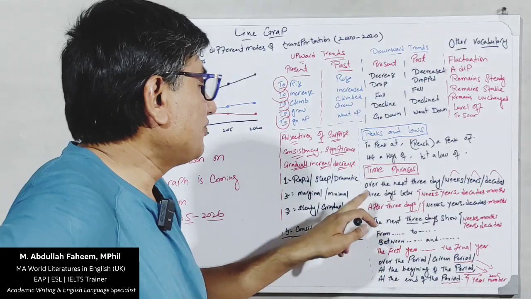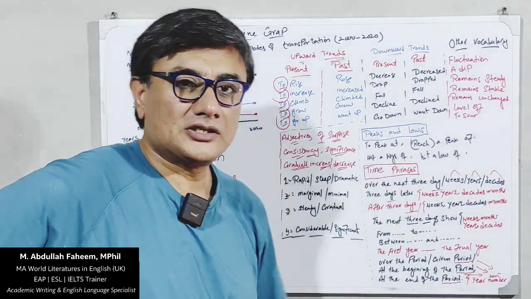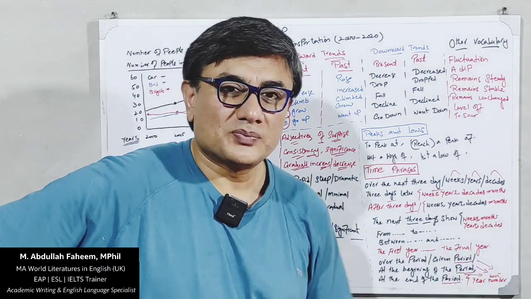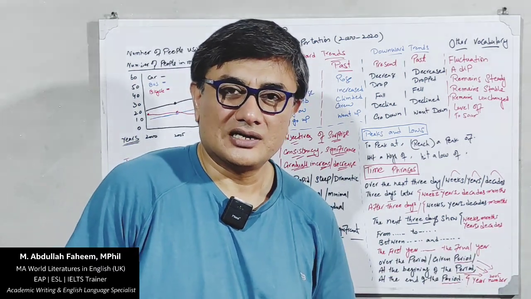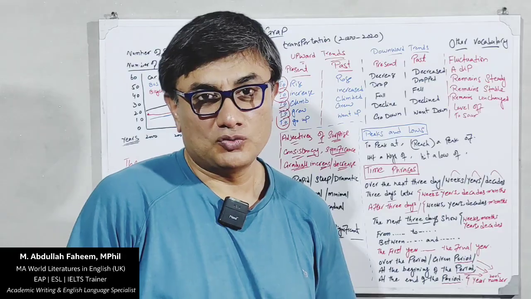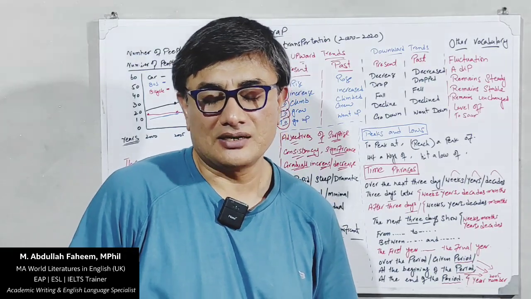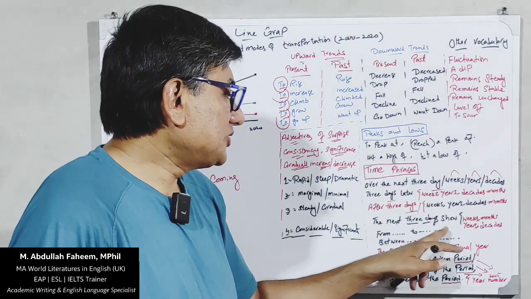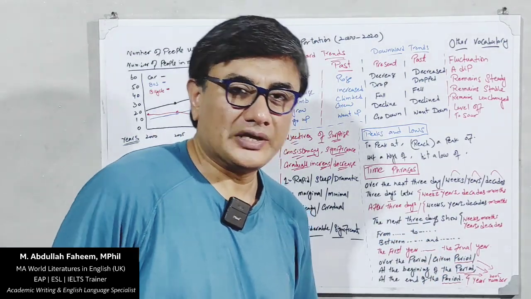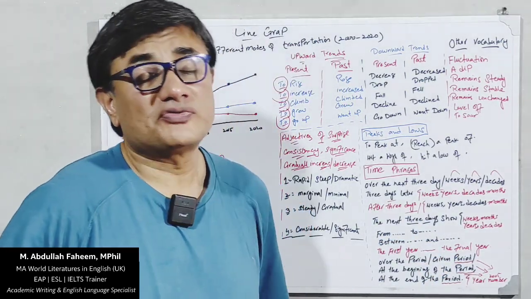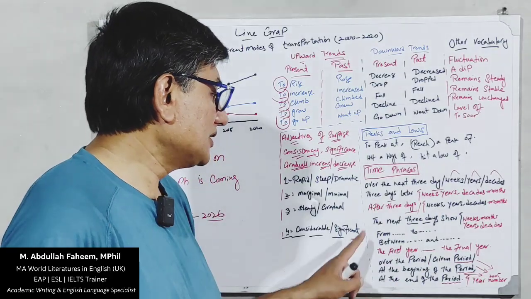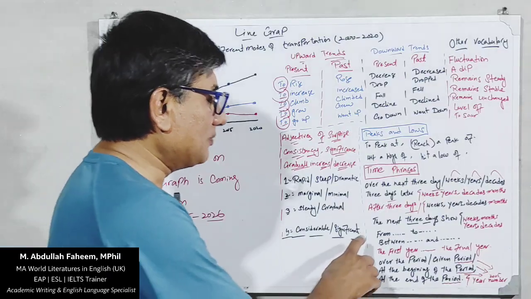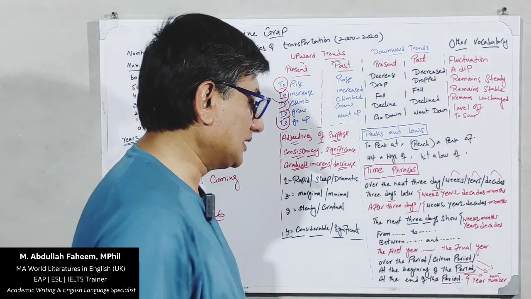And then there are other time phrases. 3 days later, or 3 weeks later, 3 years later, 3 months later, 3 decades later. Decade means a 10-year time span. After 3 days, the next 3 days show, next 3 months show, next 3 years show, next 5 years show. So this is how you can change from one time expression to another. From means a specific time, from 2005 to 2020.